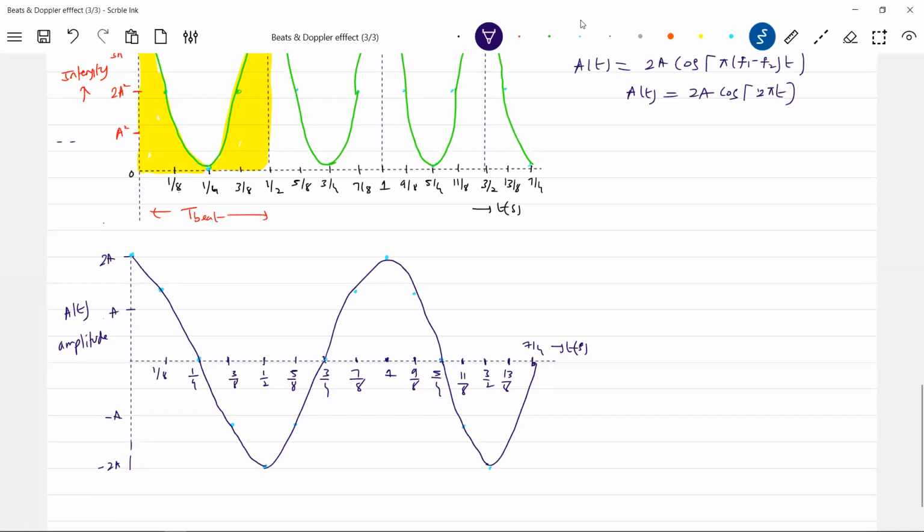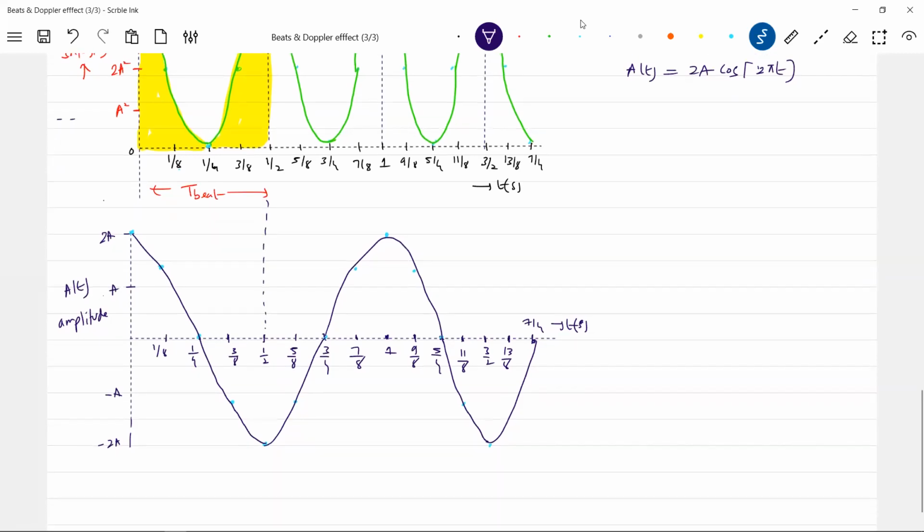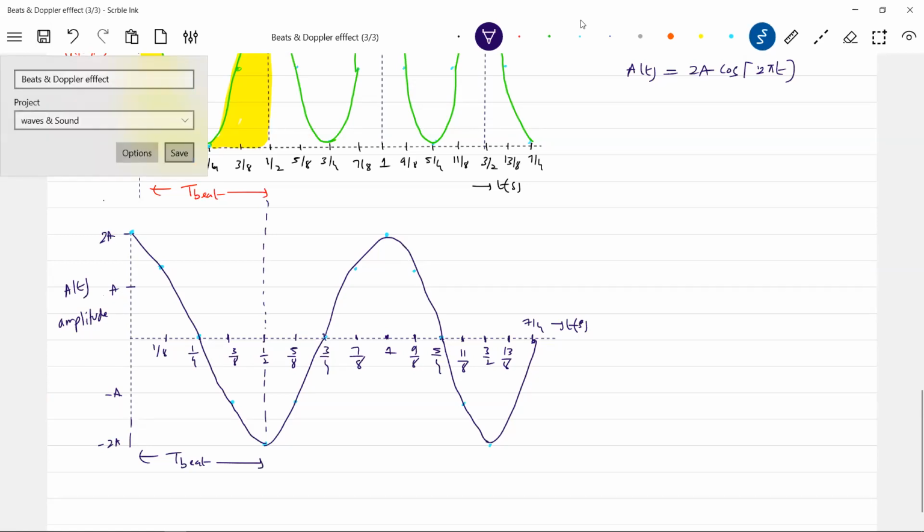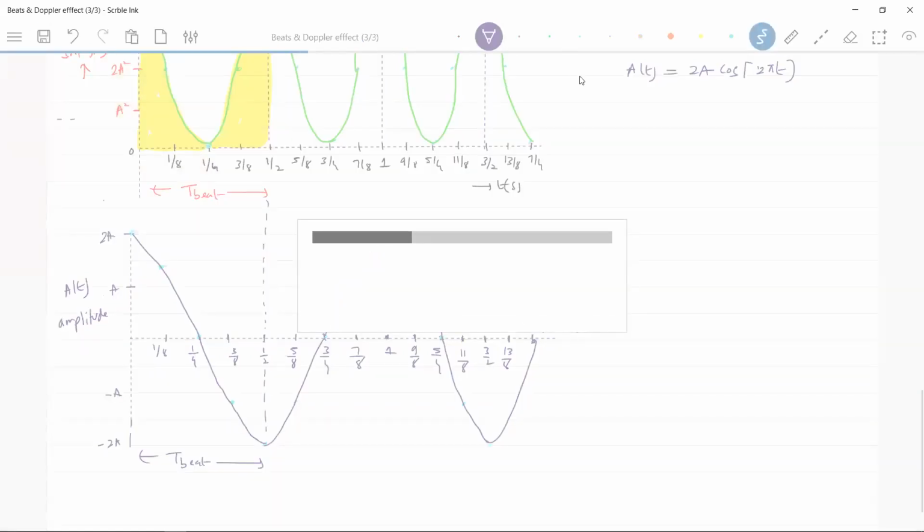So what is the beat period? Extend this line. How to calculate the beat period in the amplitude versus time graph: the time between the maxima and the minima. Not maxima, rather the positive peak and the negative peak. That should be the beat period. I'm more interested to know this beat period. So how to calculate the beat period? What are the methods?